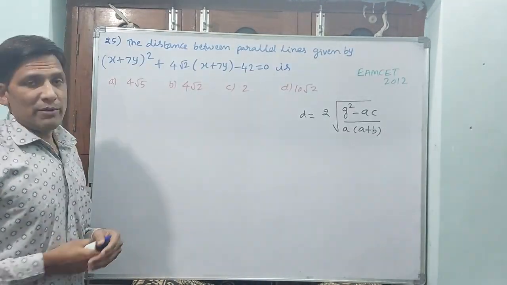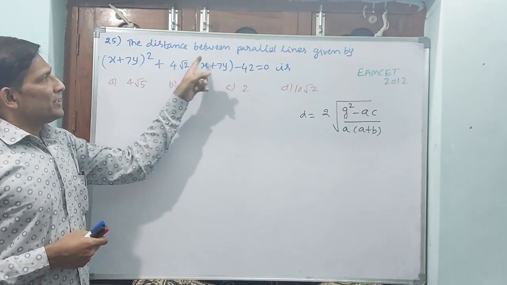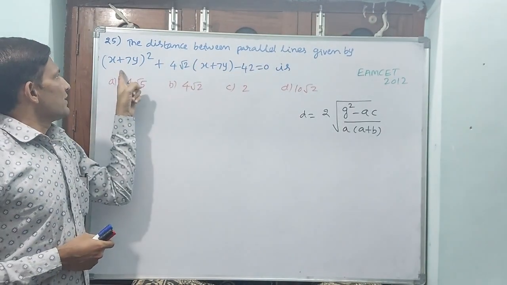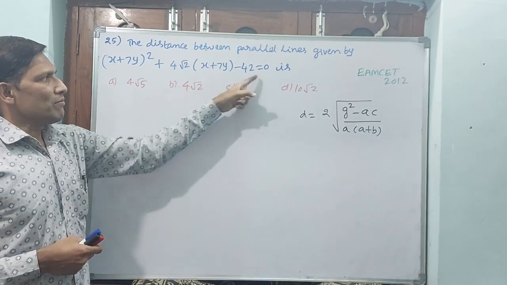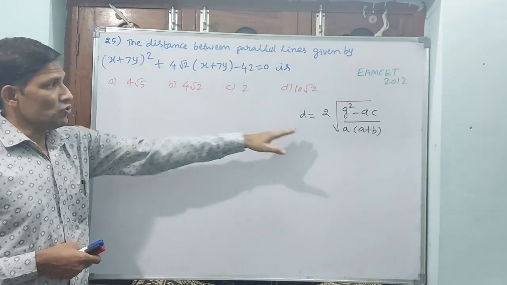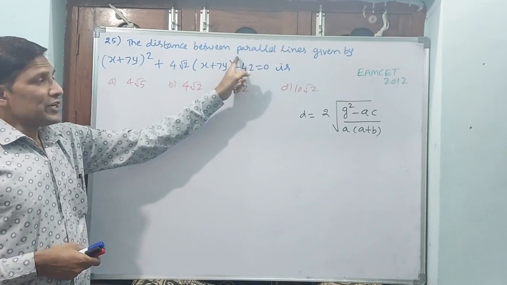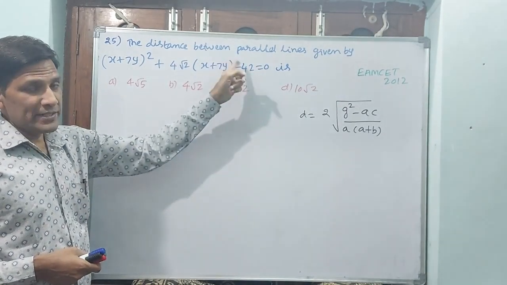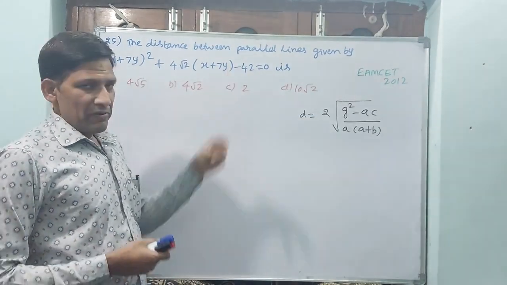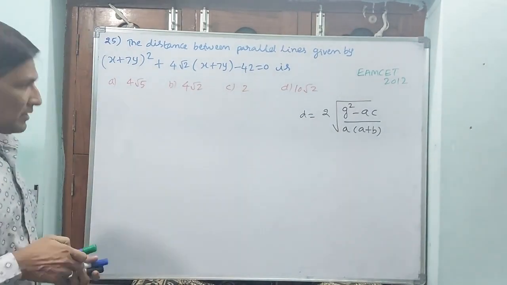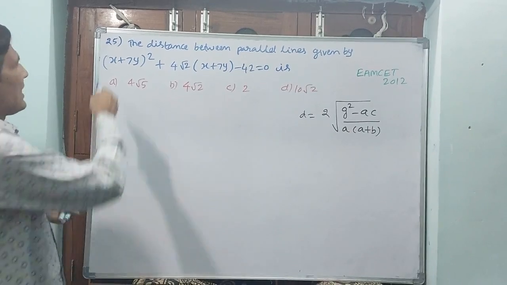See, question number 25: the distance between the parallel lines given by (x plus 7y) whole square plus 4 root 2 (x plus 7y) minus 42 is, like they are asking. This is the solution formula: the distance between parallel lines, if those two lines are parallel, then this formula you utilize. We will get g, a, c and all now, because you have to expand this side. Let us expand first.